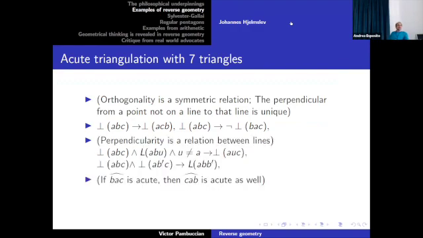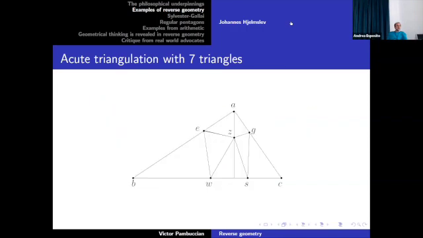Perpendicularity is a relation between lines. If BAC is acute, then CAB is acute, which is another way of saying that you can't have two right triangles with the same vertex, one within the other. This axiom was actually used by Hilbert for arbitrary angles. And then you can prove it.